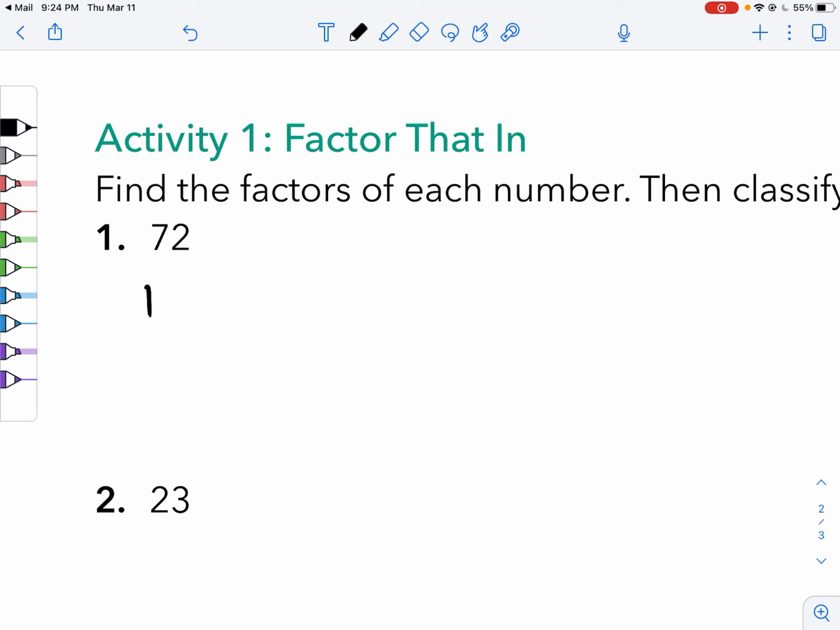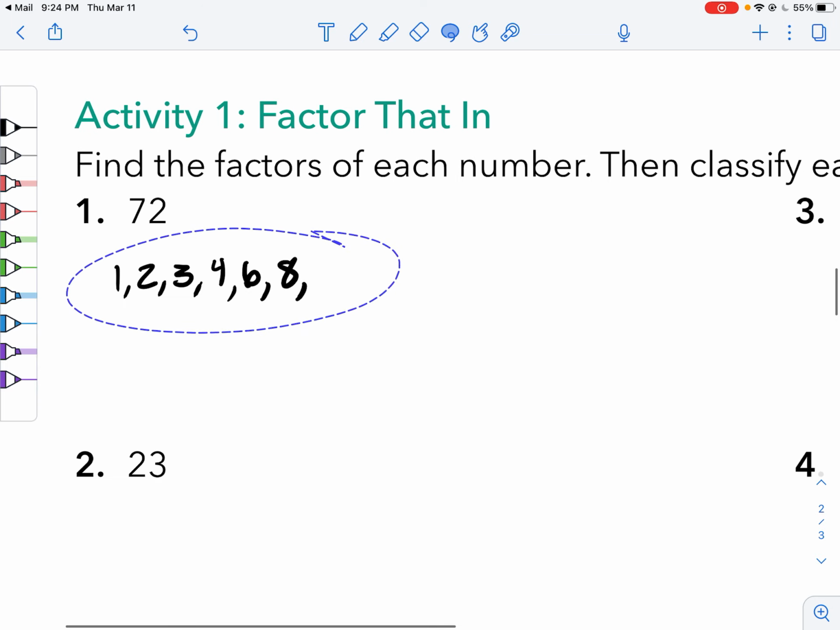72 is divisible by 1. Is it divisible by 2? Yes. Is it divisible by 3? Yes. Is it divisible by 4? Yes. Is it divisible by 6? Yes. Is it divisible by 8? Yes. By the way, as you're going, sometimes it helps to immediately draw the rainbows.